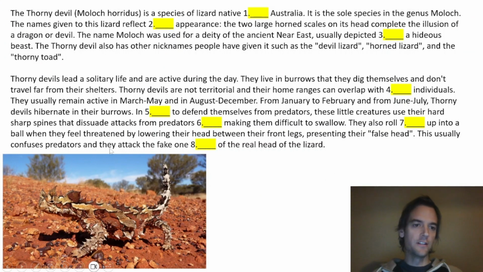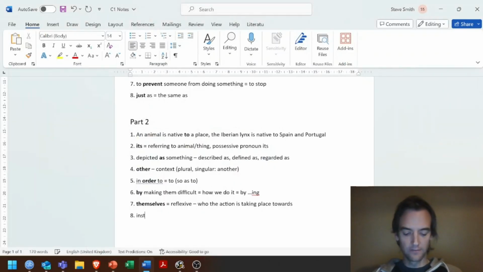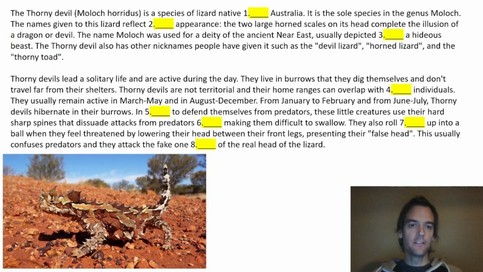And finally, this usually confuses predators and they attack the fake one instead of the real head of the lizard. So they attack the fake head, which is like this bit, not the real head. They attack this one instead of the real one. Instead of equals in place of. Another B2 C1 expression you see a lot, that is a synonym. How does Microsoft Word know it? I hope you knew it as well. Rather than is the other expression that means the same thing. And that's part 2, Thorny Devils.